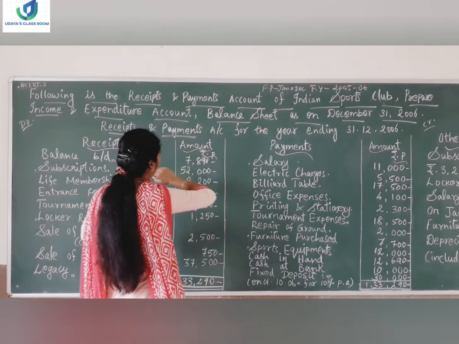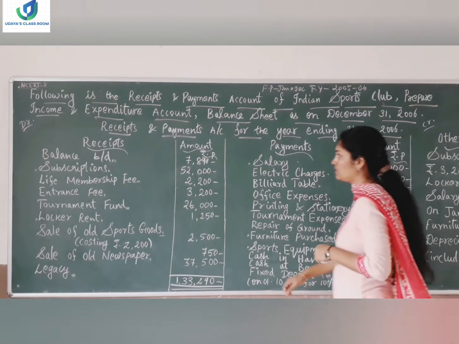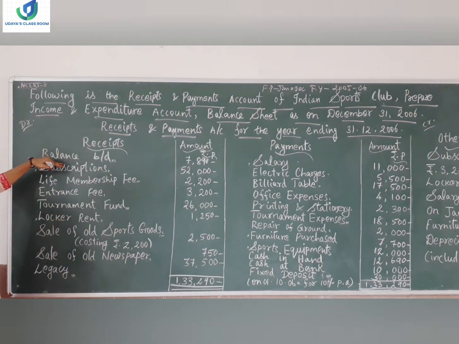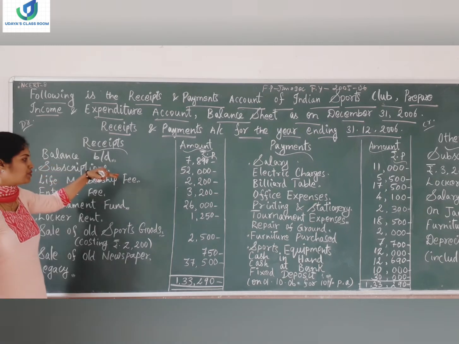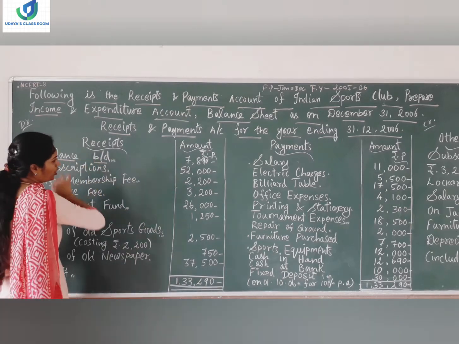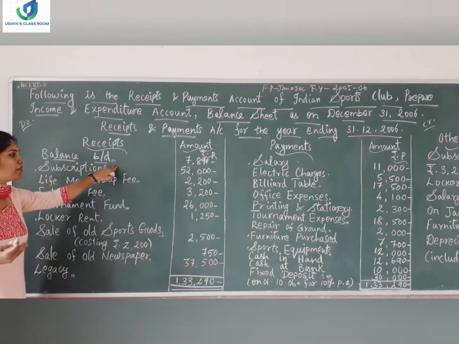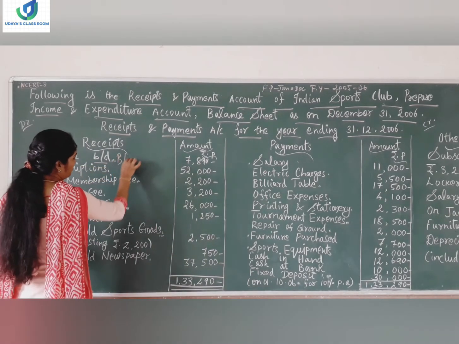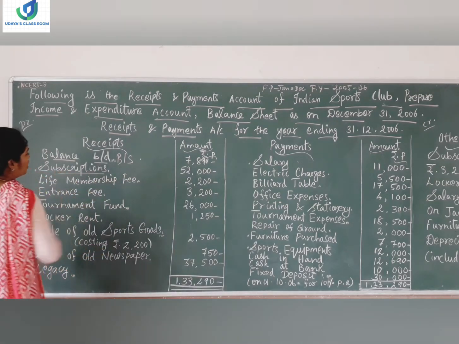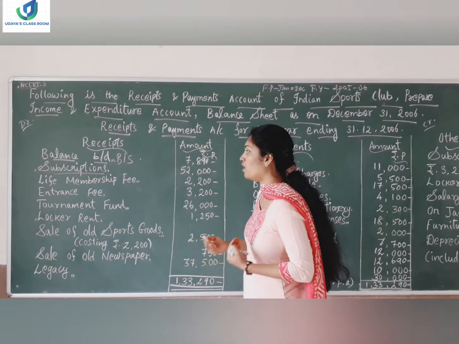Receipts and payments account for the year ending 31st December 2006. First, let's see the receipt side. For each and every element, we need to see which side of the income and expenditure account it is going to appear on. First, balance brought down. Already we know that opening balances will come in the balance sheet. And next is subscriptions. The organization would have received the subscription from the members of the organization.